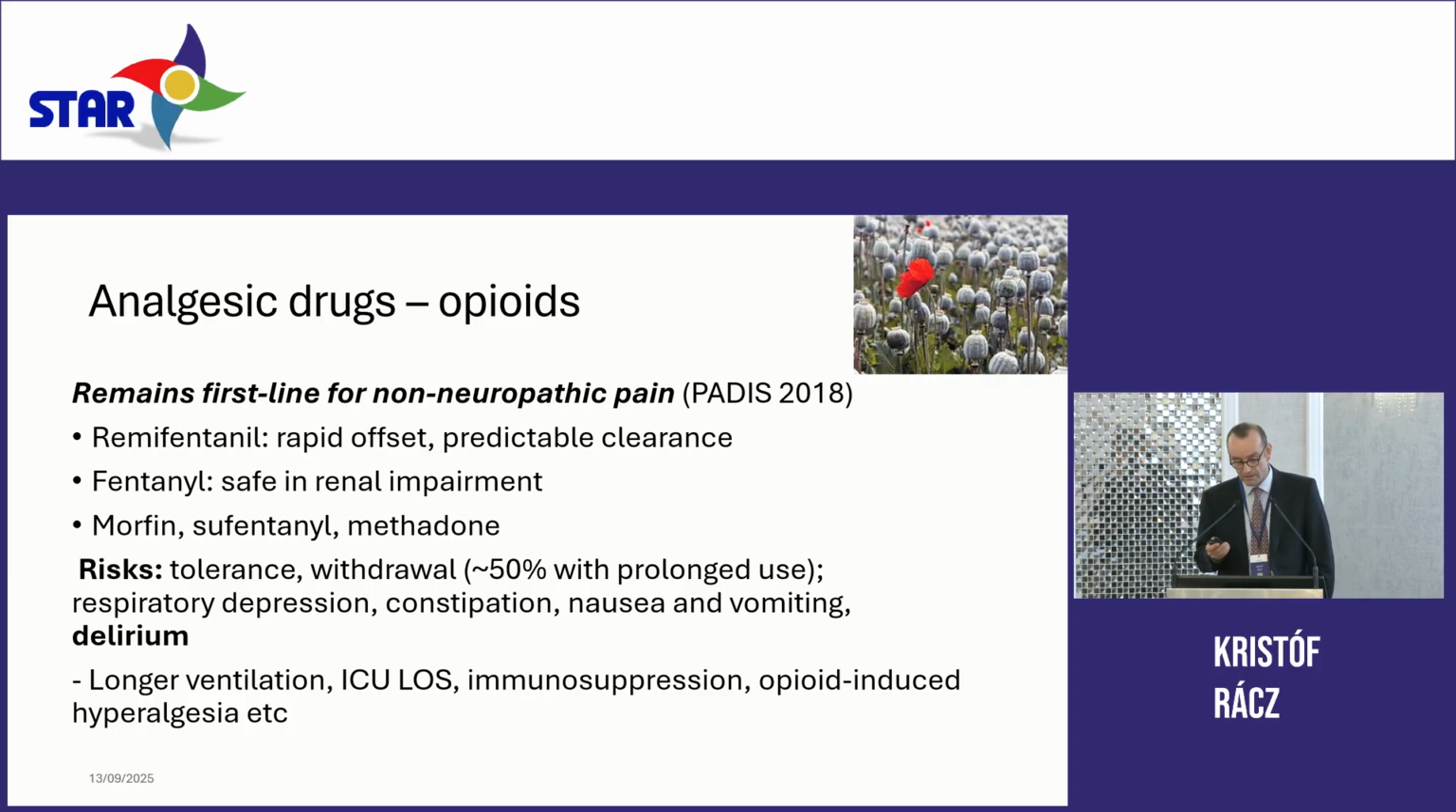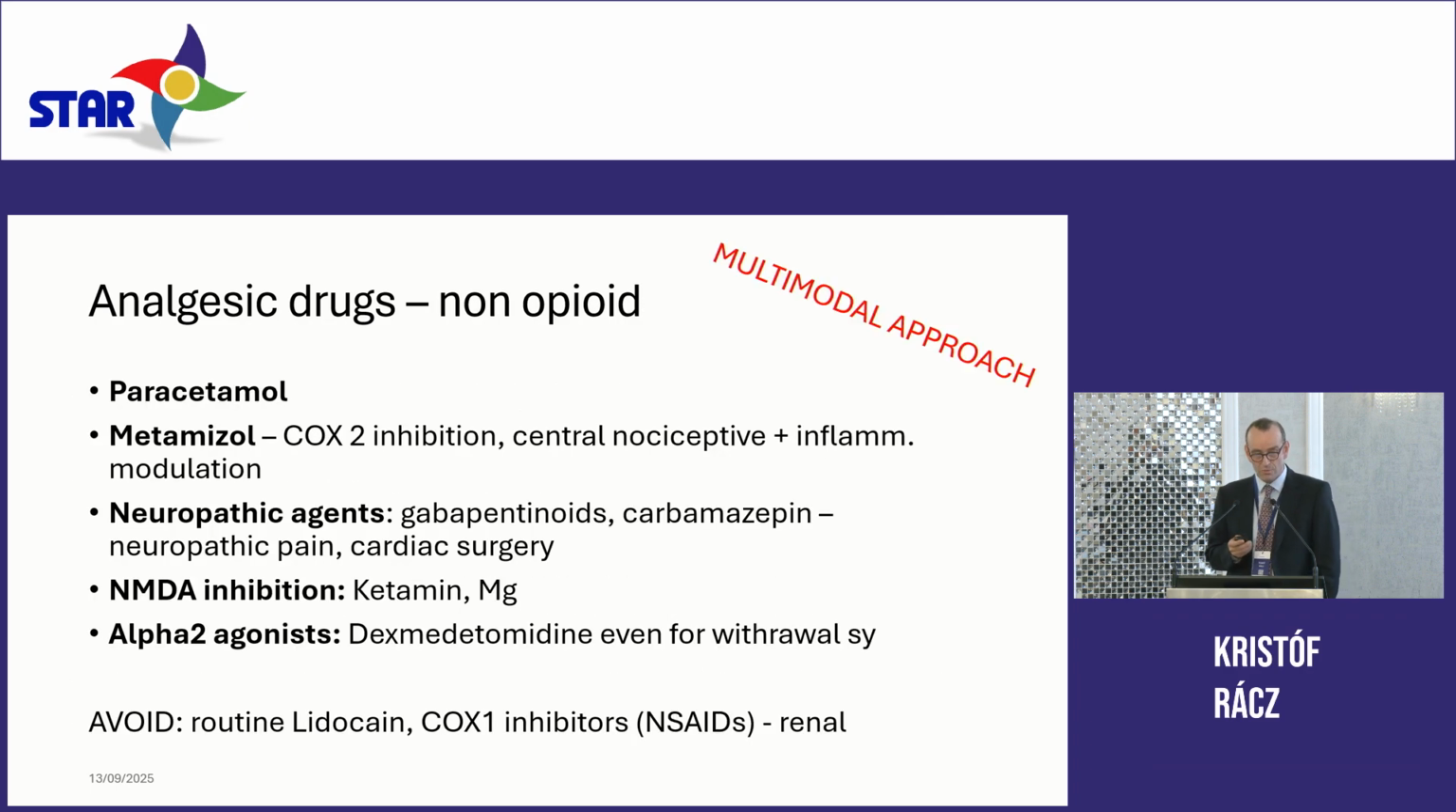Because the opioids do have risks and side effects, as we know, the tolerance. If we use it for a long time, the major opioids, then there will be a lot of withdrawal syndrome, respiratory depression, constipation, nausea, and vomiting. We all know, but delirium is very important. If we give a lot of opioids, we will have more delirium. And also, opioids are connected with longer ventilation again, longer ICU lengths of stay, but immunosuppression and opioid-induced hyperalgesia as well.